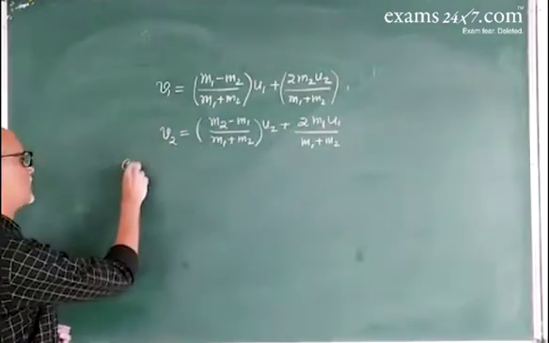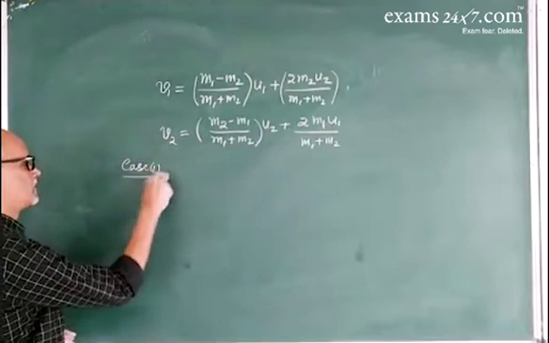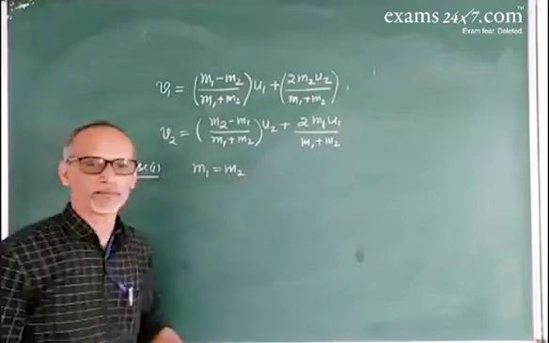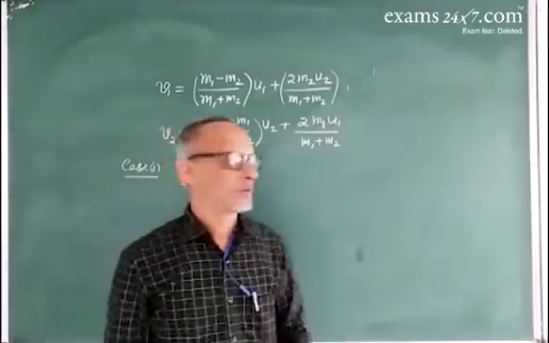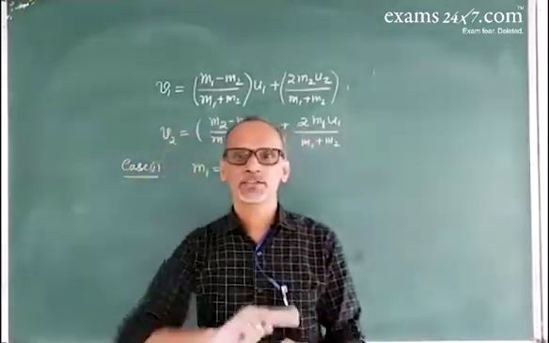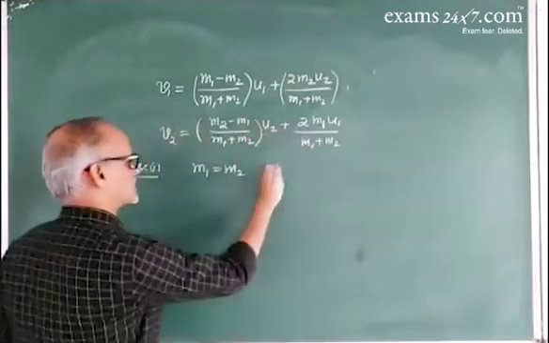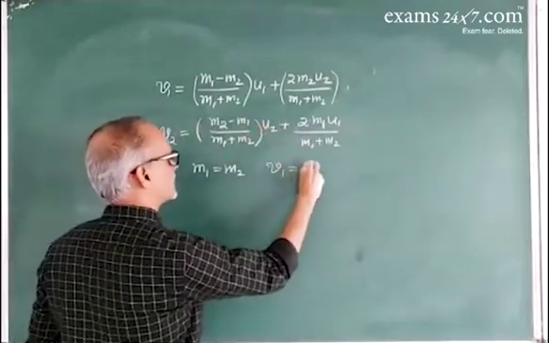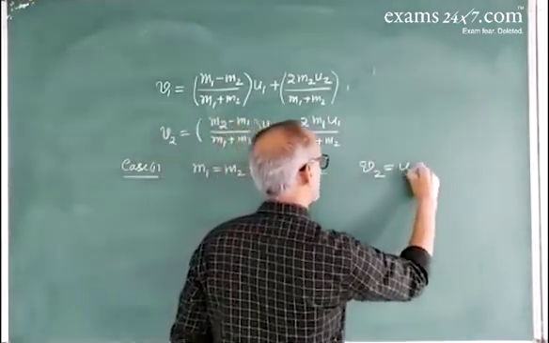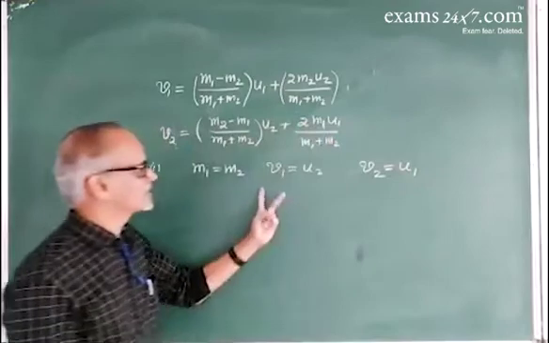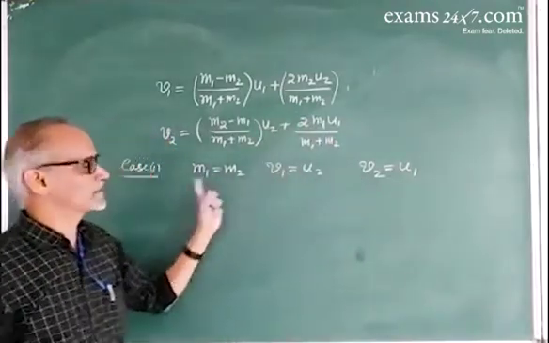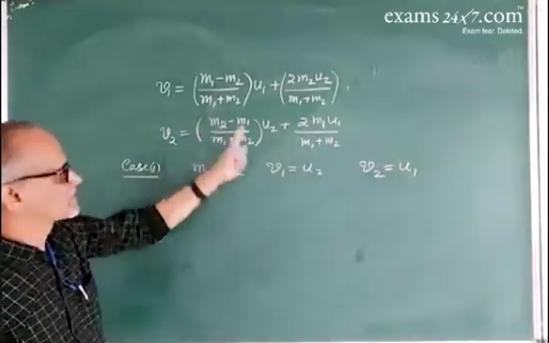The case one is if the masses of two bodies are equal, if m1 is equal to m2. And when m1 is equal to m2, velocities of the two bodies are interchanged after the collision. That is, v1 becomes equal to u2 and v2 becomes equal to u1. Their velocities are interchanged, and this is applicable only if their masses are equal. So if m1 is equal to m2 and you substitute, you will get this particular condition.